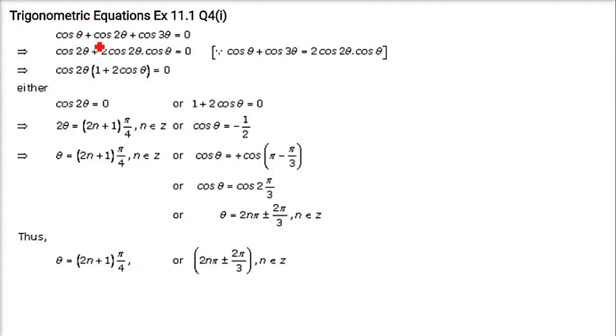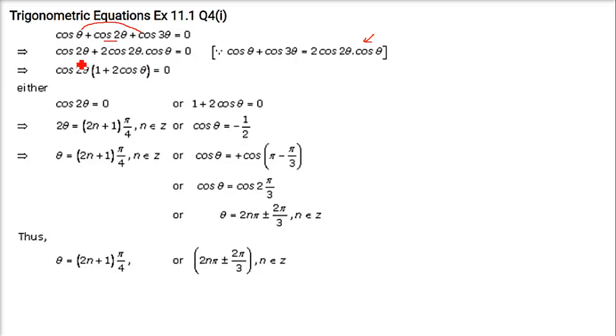Cos theta plus cos 2 theta plus cos 3 theta. So what we will do, we will try to get cos 2 theta from cos theta and cos 3 theta. So what do you get? This cos 2 theta we are taking it here, and cos theta plus cos 3 theta we are using the formula. So it will be 2 cos 2 theta cos theta. We have learned it a lot, so I am just writing the final result. So this will be 2 cos 2 theta cos theta.